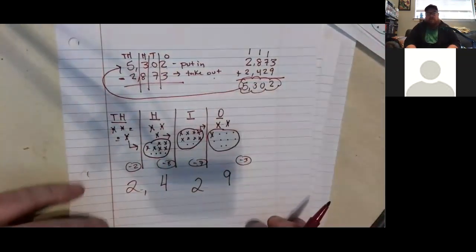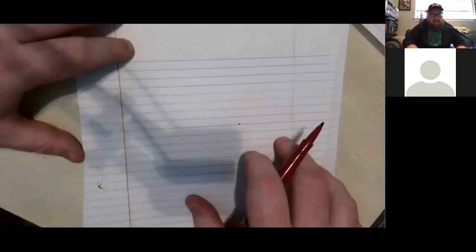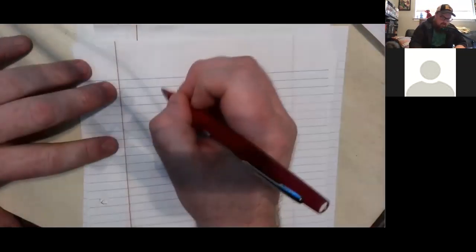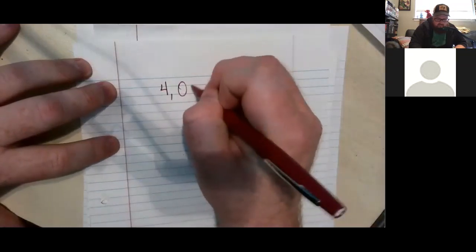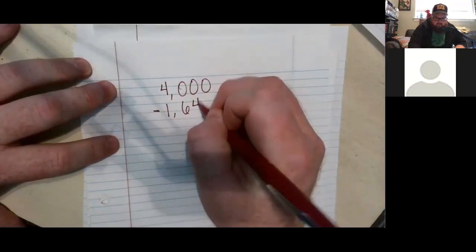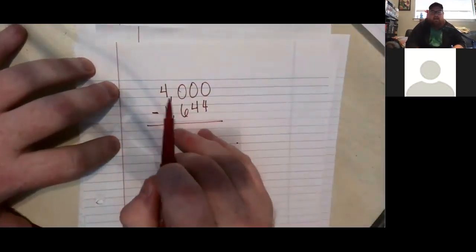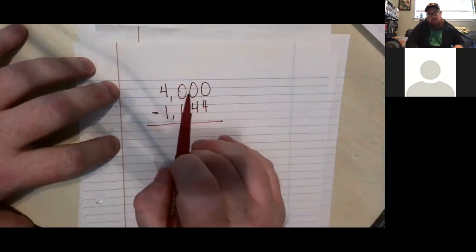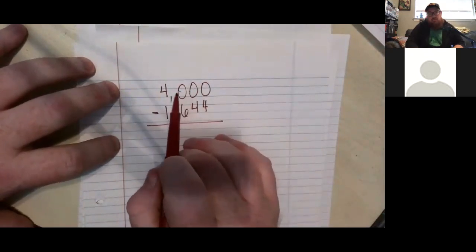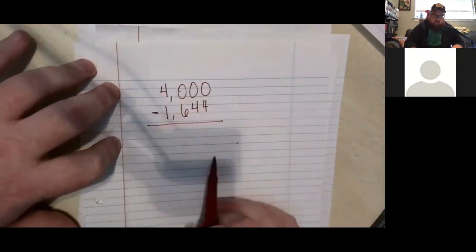All right. Now, the last problem we're going to work with today is one that a lot of kids had a little bit of issue with, and that would have been 4,000 minus 1,644. Now, that might seem pretty easy, but a lot of kiddos struggle because these 2 zeros we end up having to double borrow from.